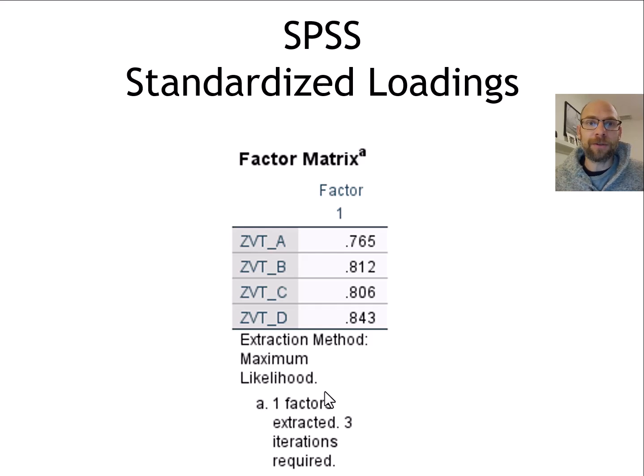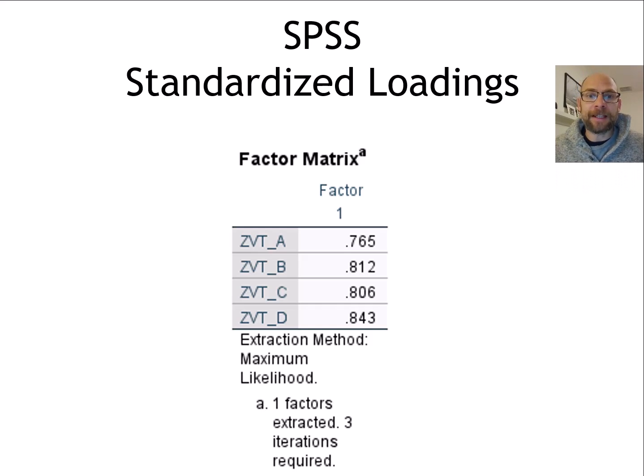So that's all you need to do: pick maximum likelihood estimation as the estimation or extraction method, and then tell SPSS to force the solution to have only one factor. Then what you will get is a fit test, a chi-square test of model fit, like you would get in a program like Mplus. And also you get a matrix of standardized factor loadings.